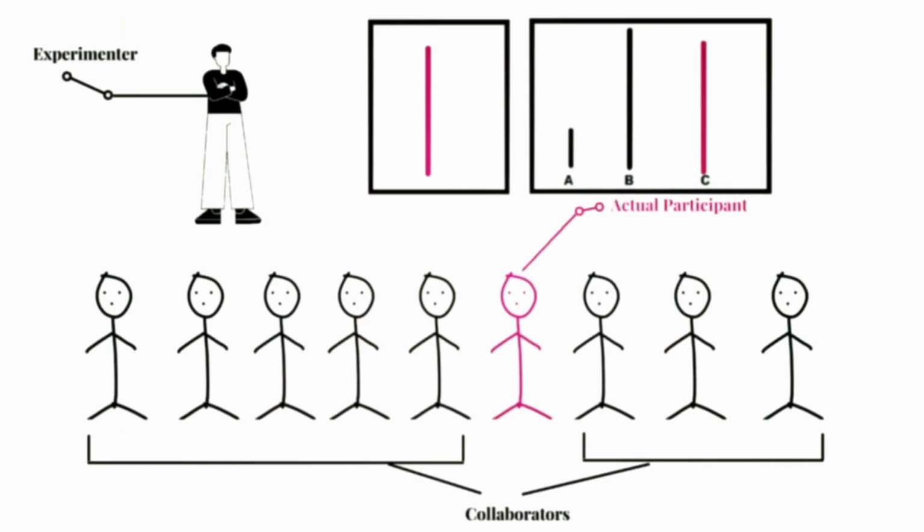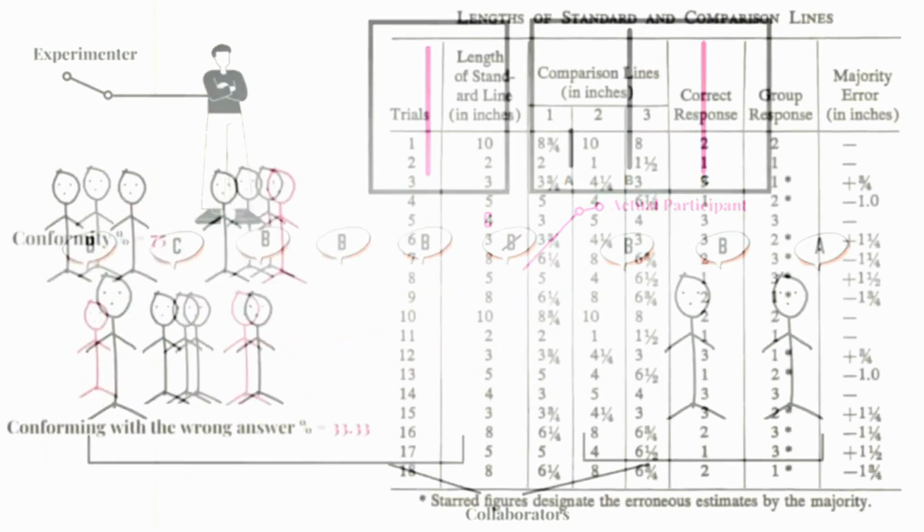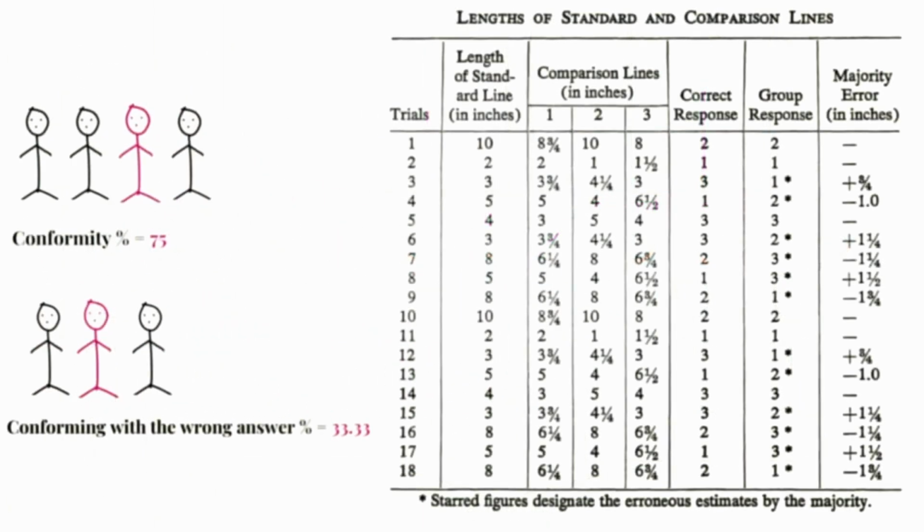The purpose of Asch's experiment was to test if the actual participant would be forced to answer erroneously when the collaborators did, or if their reliance on their own perception would surpass the social pressure given by the other group members' replies. In the conformity experiments, about 75% of the individuals went along with the rest of the group. It was observed that almost one-third of the time, participants followed the group that gave the wrong answer.